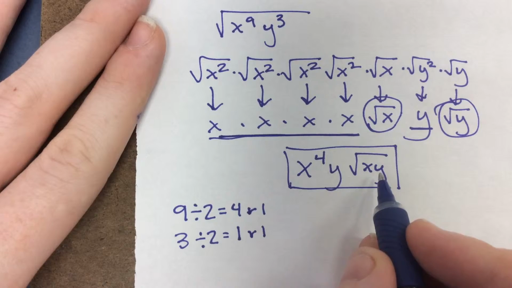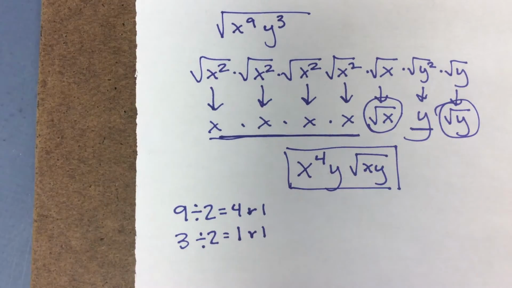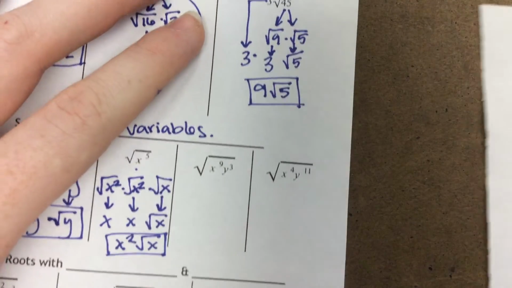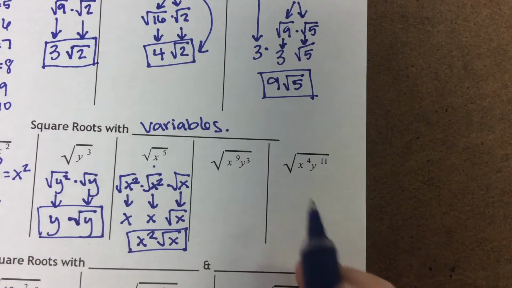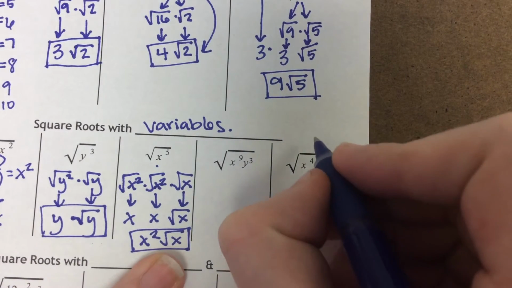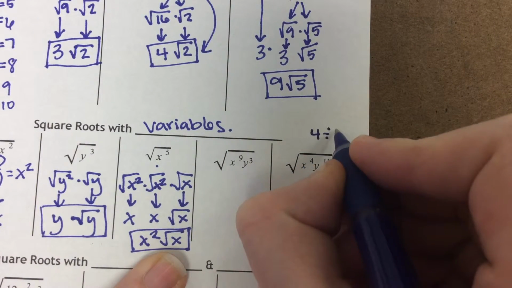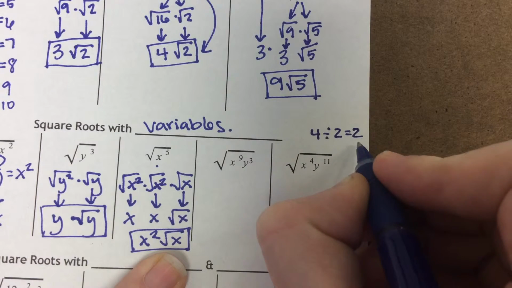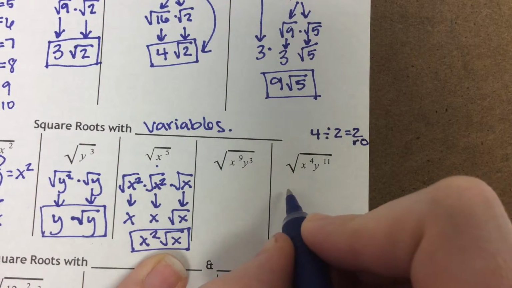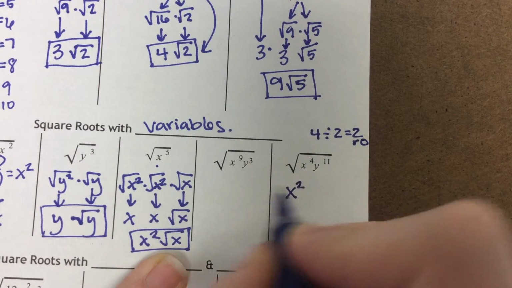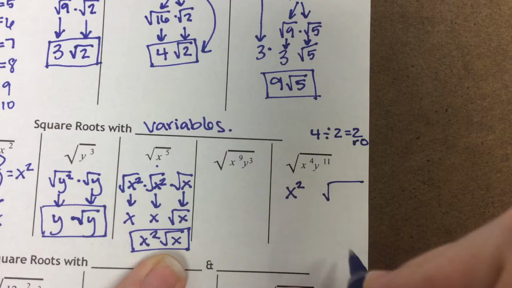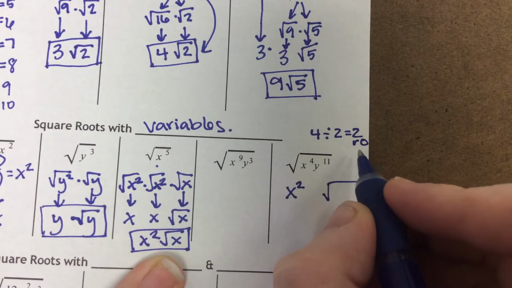You catch that? Okay, let's try this one on our notes using the trick. Okay, look at the exponent. How many times does 2 go into 4? So 4 divided by 2 is 2 with a remainder of 0, right? So our x outside the square root is going to be x squared. Do we have anything left inside the square root? Nope, because we had a remainder of 0.